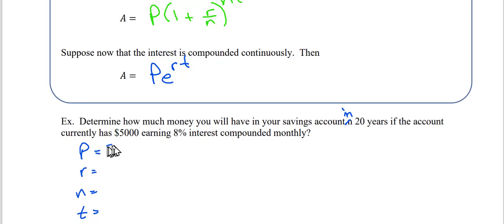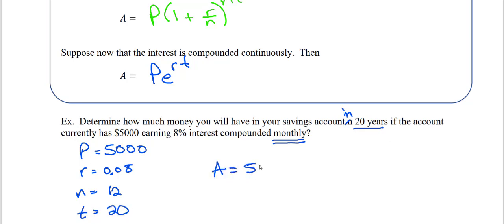So P, R, N, and T are the things we need to know. P stands for principal. It's how much you start with. It's $5,000. The rate, an important idea here is that this has to be the rate in decimal form. 8% is 0.08. N is the number of compounding periods per year. In this case, that is 12 because it's compounded monthly. And T is the number of years, 20 years.